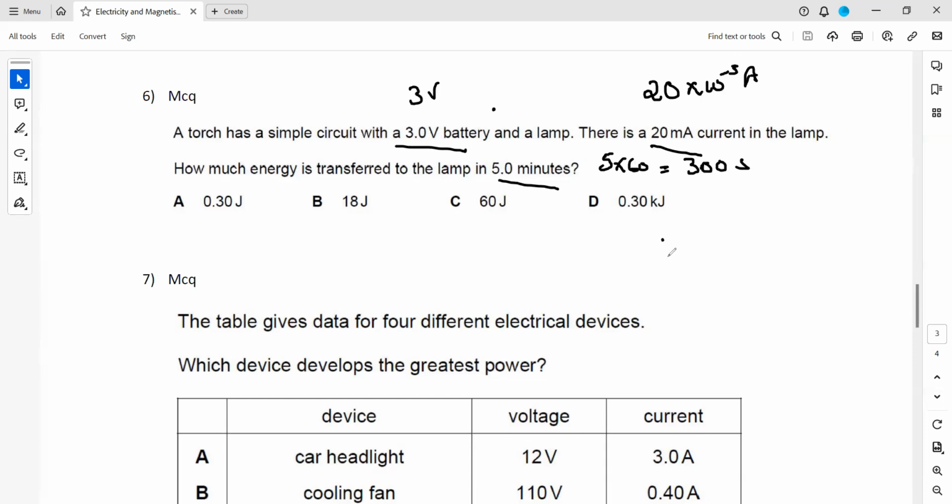You need the energy. So how to work out the energy? Energy is equal to VIT, where V is the voltage, which is 3. I is the current, which is 20 into 10 power minus 3. And T is the time we use, 300 seconds. So multiply by 300. So 18 joules will be the right answer.